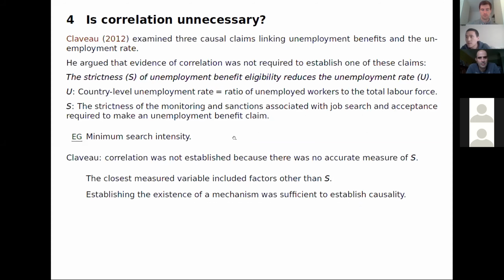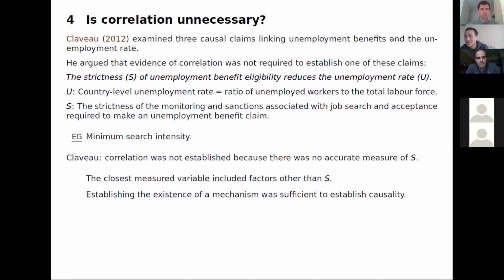Okay, so now I would like to address two types of objections to evidential pluralism. One is what we call the problem of sufficiency, and the other is what we call the problem of necessity. One way to object to evidential pluralism is to criticize that establishing correlation and mechanism is sufficient to establish causality. For example, Julian Reiss adopted this strategy. He employs a hypothetical example.